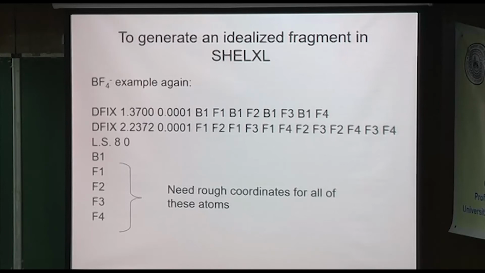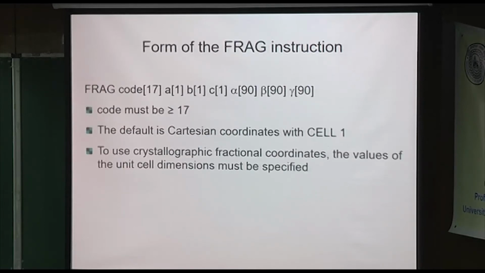Okay, so what are you going to do? Now, here you have what I showed you before, a BF4 group. And it turned out that those, what I called 21 before, they ended up refining to 1.37 for BF and 2.237 for FF. And I had a set of coordinates for those atoms. So now what do you do?